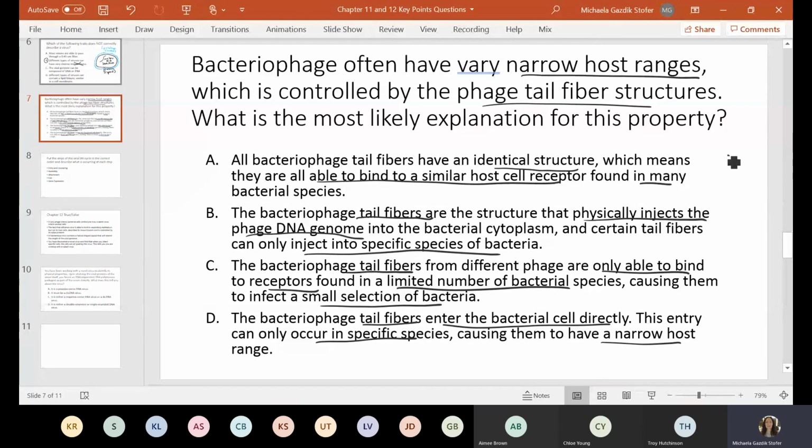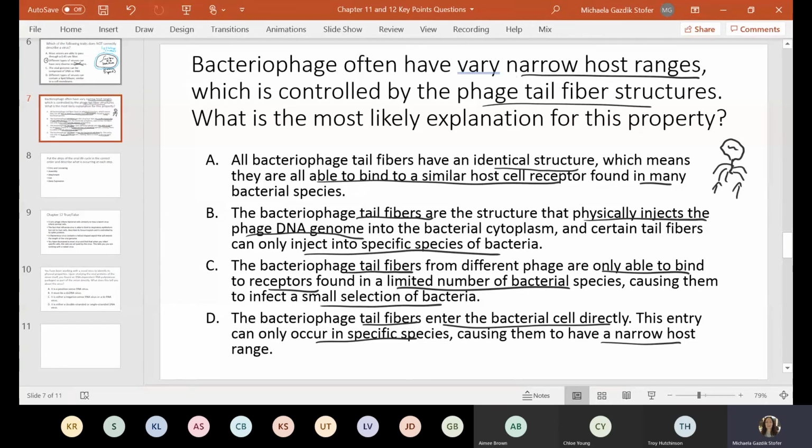Remember, bacteriophage look like these little lunar module landing things. They've got a head with the nucleic acid, then they have this stalk and these little legs that stick out the bottom. These are the tail fibers. So these are what we're talking about in this problem here. And a host range, remember, is what types of organisms or what types of species are infected by the virus.